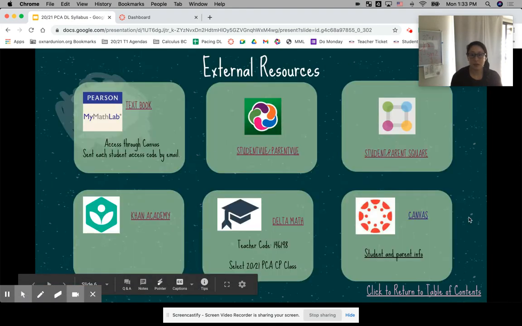All right, so we're going to have some tools. I will send you an email about My Math Labs. You need to be able to access your grade in Student View. You need to get messages in Parent Square. Sometimes I'll have additional extra practice in Khan Academy. In Delta Math, we have problem sets sometimes, and then of course our classes on campus.